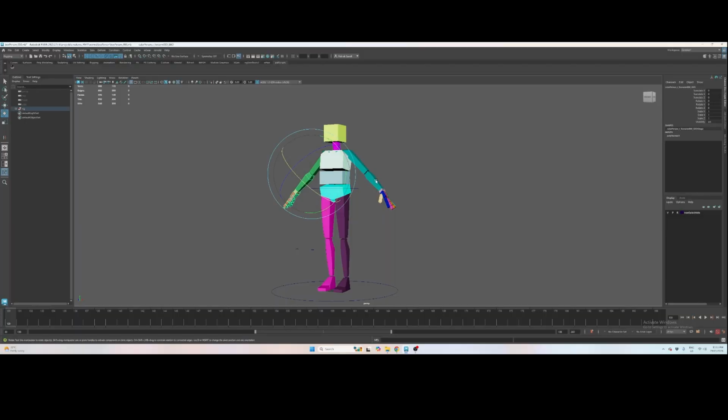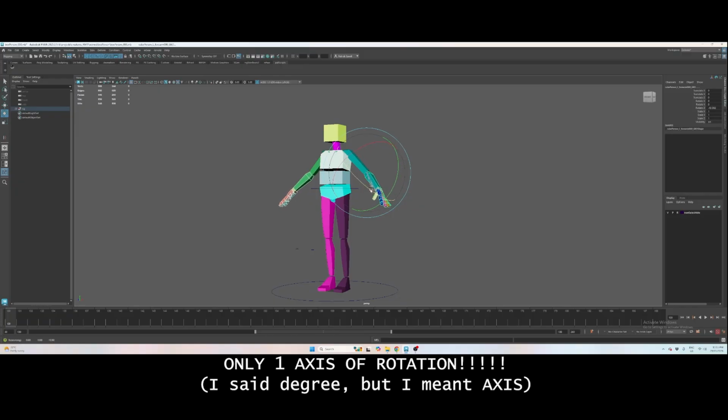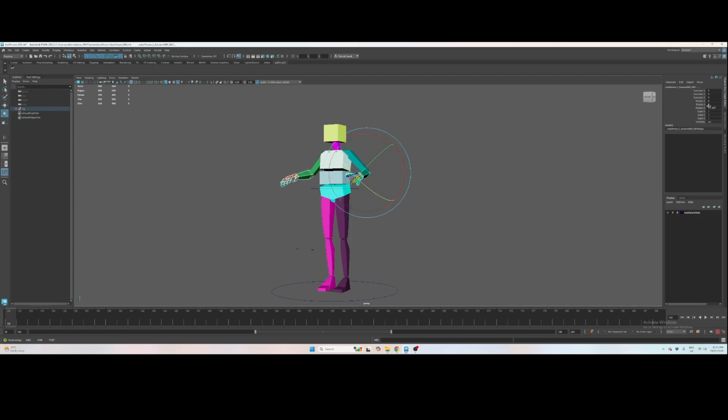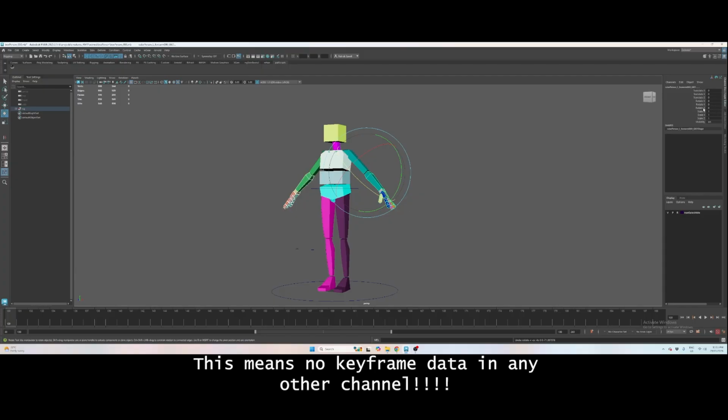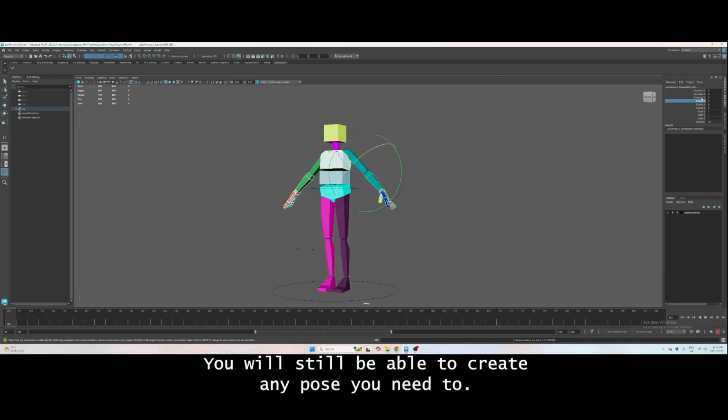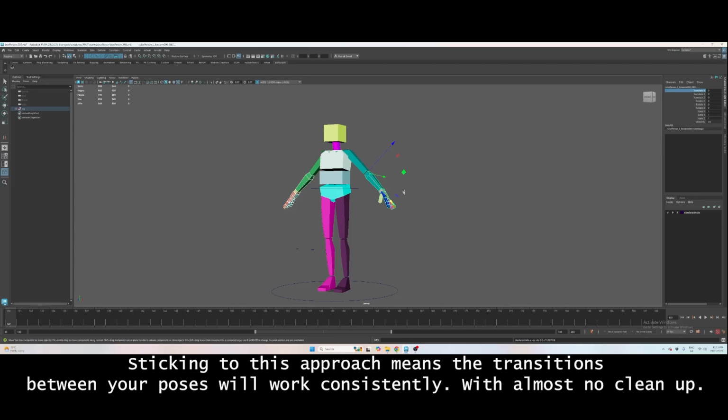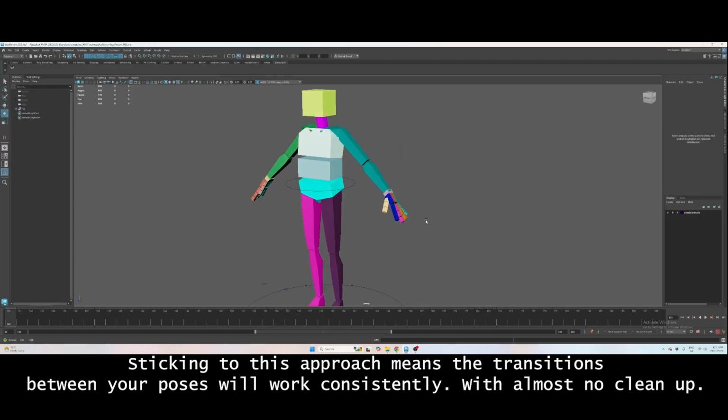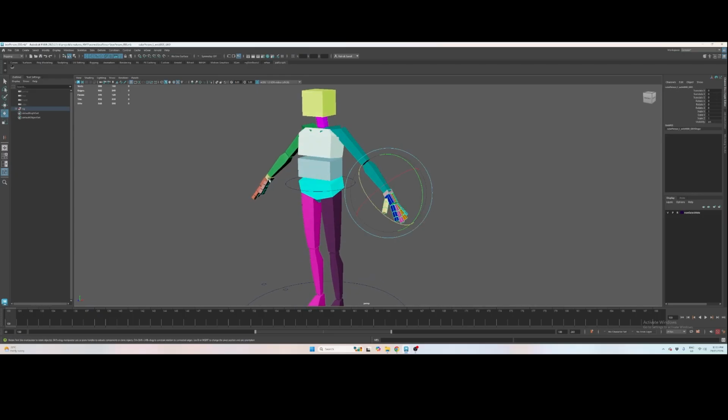It's a little different with your forearm though. Your forearm has only 1 degree of rotation. And in the case of box person, that is all in rotate Z. So we're going to basically see no keyframes on rotate Y, rotate X, translate Z, translate Y, translate X at any point in time for animating. All right. Now onto the wrist.